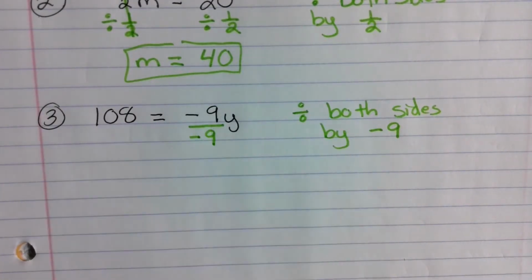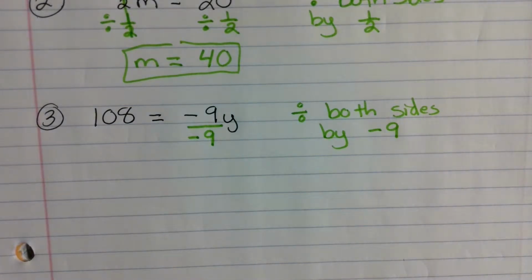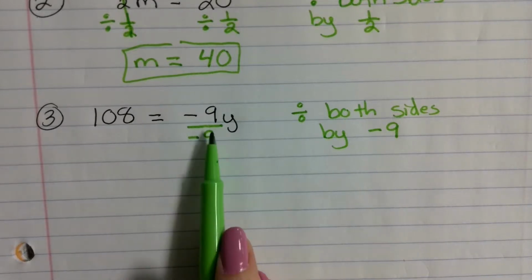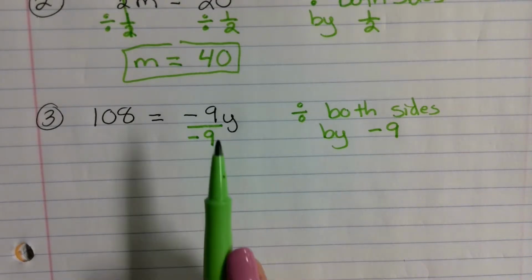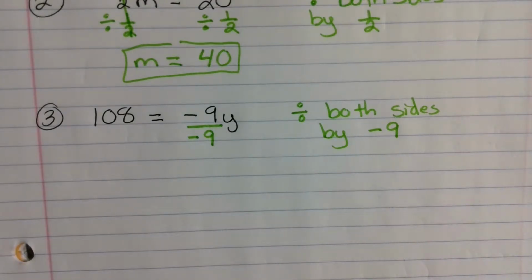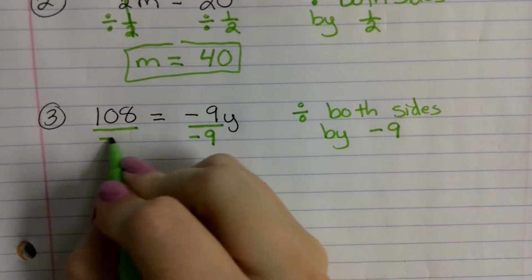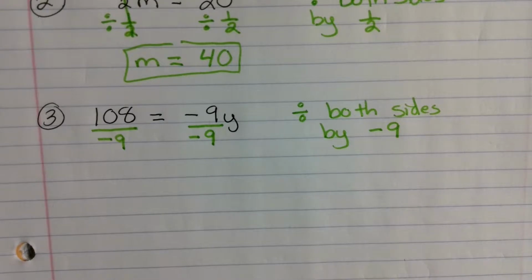Why did I put a fraction bar? It's a division problem, right? Fractions are division problems. Numerator divided by denominator. A fraction bar is what you're more commonly going to see. I want to make sure you guys understand that. That when you put a little fraction bar, that means you are dividing. We are dividing both sides here by negative 9.